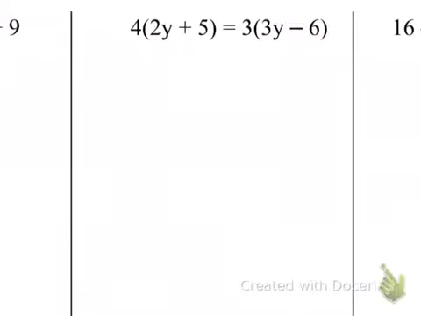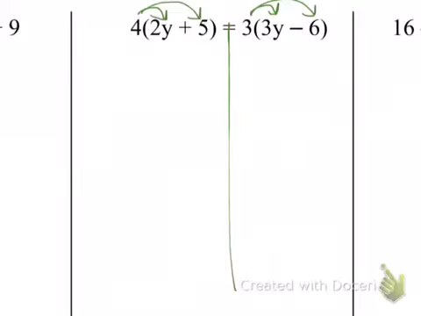First thing, let's start by distributing. I see that I can take this 4 to the 2y and the 5. I can take my 3 to the 3y and the negative 6. Again, make sure we fill in that line.